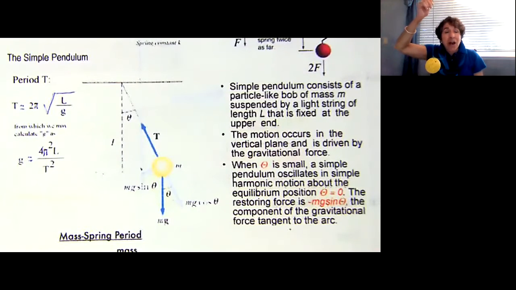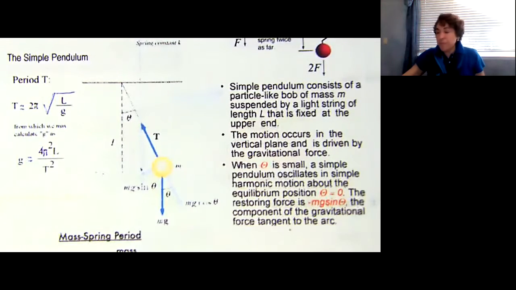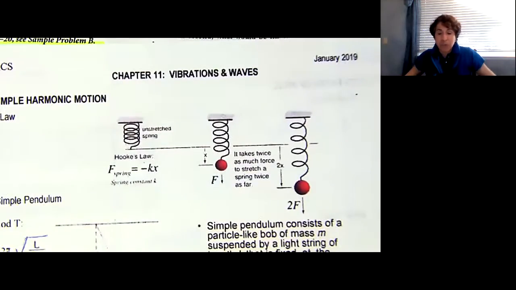And it turns out that a period can be determined just from the length of the string. It has nothing to do with the mass. No matter how heavy the bob is, it has nothing to do with what the period will be, how long it will take. So if you look at the handout that I gave you guys, the summary for this chapter, here's your equation.